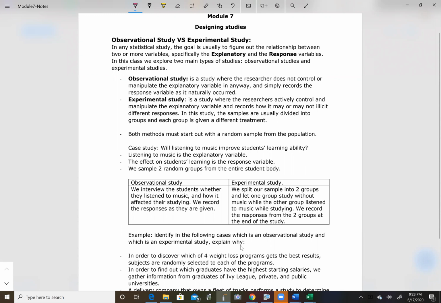In any statistical study, the goal is usually to figure out the relationship between two or more variables, specifically the explanatory and the response variables. Let me talk a little bit about explanatory and response variables. Anytime you have a graph, we know that X is the independent and Y is the dependent.